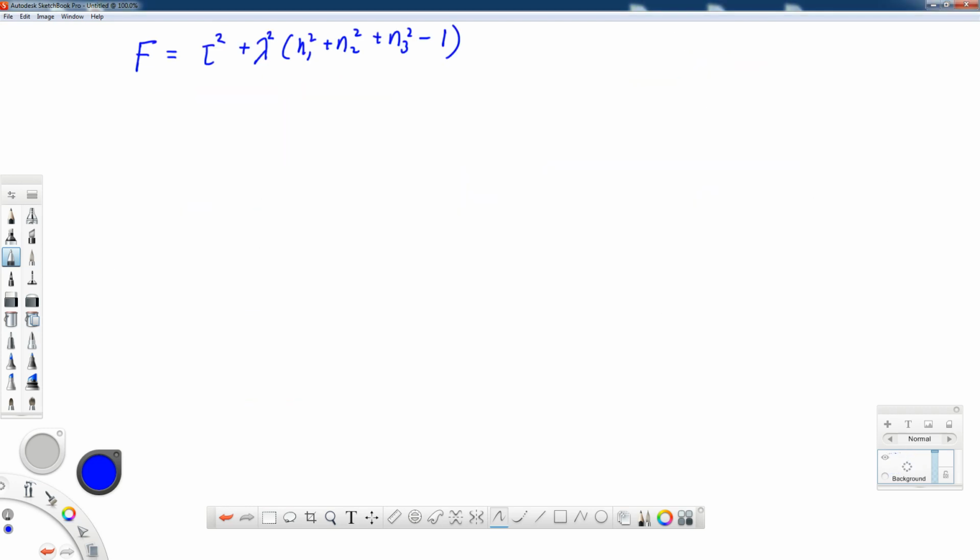Alright, so we're going to come up with a function f that's going to be tau squared plus lambda squared, which is our Lagrange multiplier, subject to the constraint, which is incorporated into this by n1 squared plus n2 squared plus n3 squared minus 1. And what we want to do is find stationary values of f.